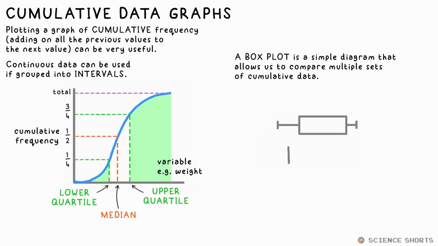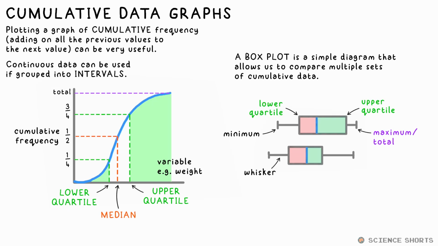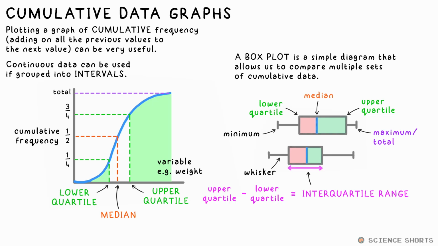A box plot is essentially a bar chart version of a cumulative frequency graph. We have a line going from the lowest value to the highest, sometimes called the whiskers, and a box that goes from the lower to upper quartile, and a line in the middle to show the median. The difference between the lower and upper quartiles is called the interquartile range.